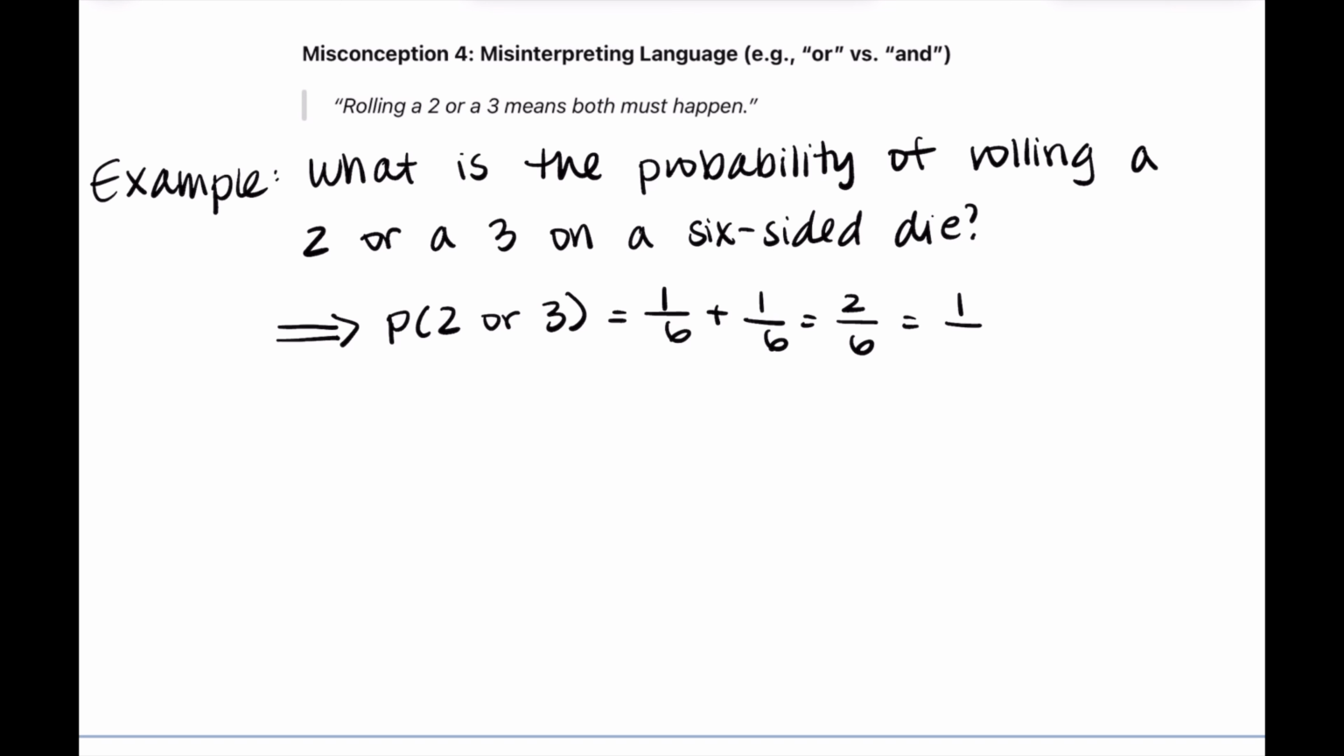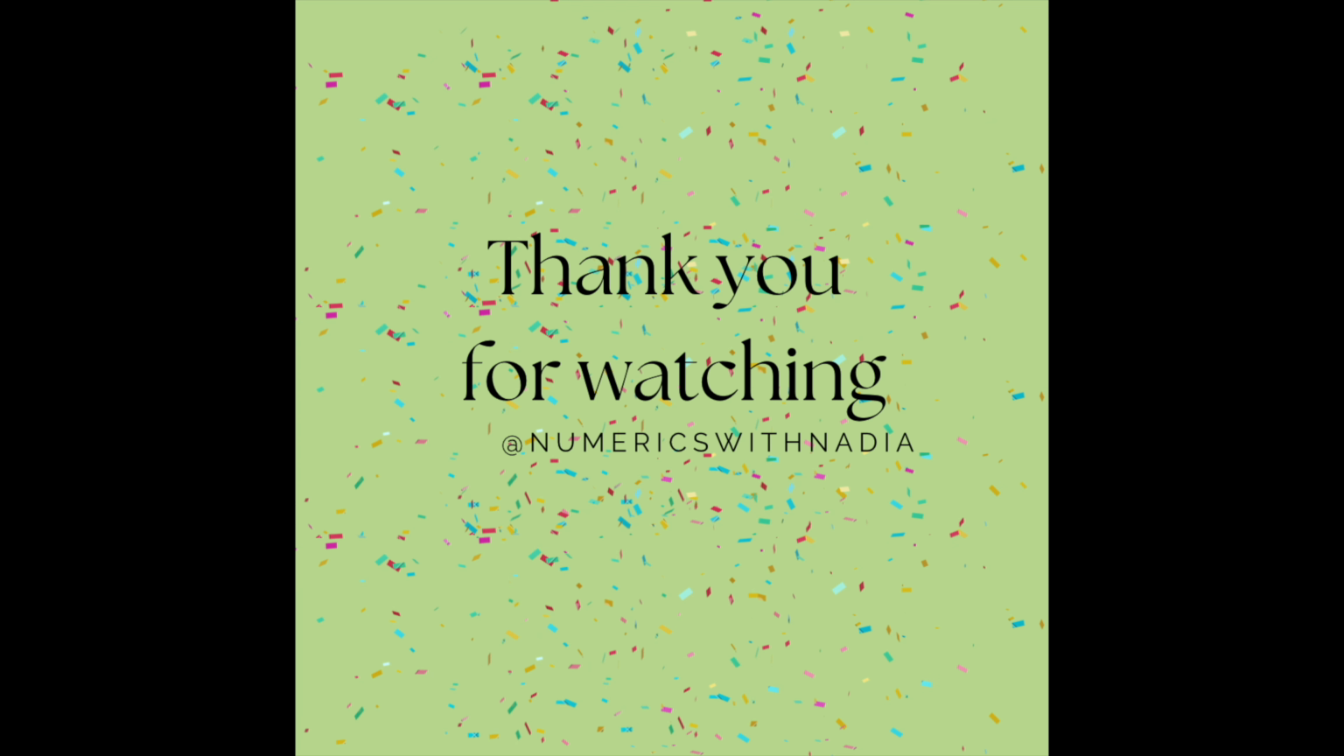So the probability of rolling a 2 on a die is 1 out of 6. Probability of rolling a 3 on a die is 1 out of 6. When we add those together, it would be 2 out of 6, which simplifies to 1/3. So this is another misconception to look out for. That wraps up our lesson for today. I hope you guys enjoyed today's video. These are important things to look out for when you guys are working on probability.